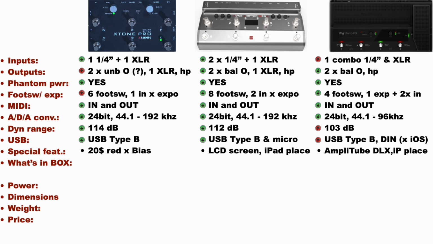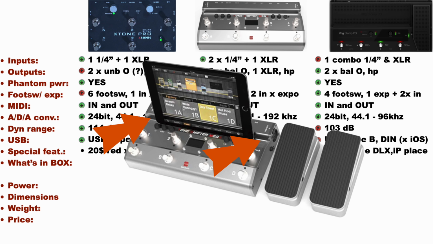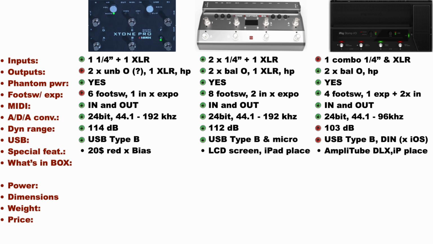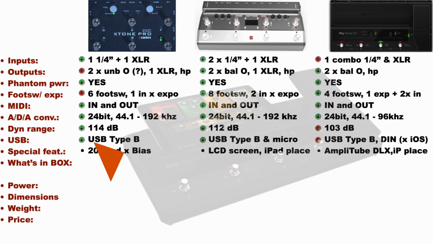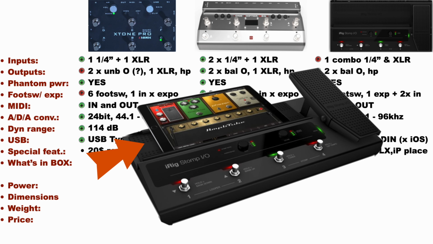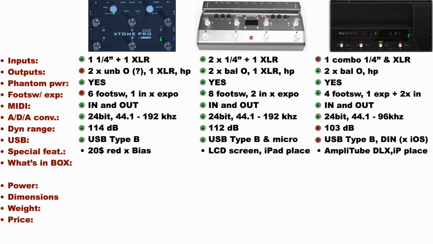As regards special features, I would mention the $20 redeem code included in the xTone to be used to buy Bias FX, the LCD screen present only in the Tone Shifter, along with the place to put your phone or tablet, that is a pretty handy feature of the Tone Shifter, and the Amplitude Deluxe license provided with the Stomp IO with a placement to put your tablet or phone, like the Tone Shifter. Now, the lack of this type of placement in the xTone is the primary reason why I would give a thumbs down to the xTone.